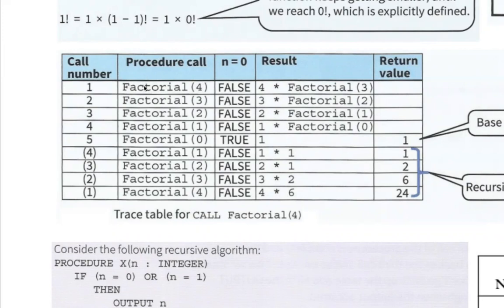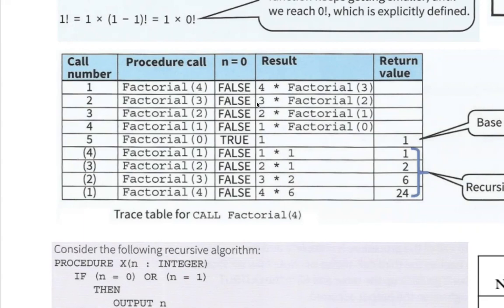What is the outcome of this first procedure call? The outcome of the first procedure call is that I'm going to a deeper investigation. Now I will find 4 into the factorial of 3. What is the factorial of 3? This will result in my second procedure call with a parameter of 3. Have you reached the base case? No, we have not.